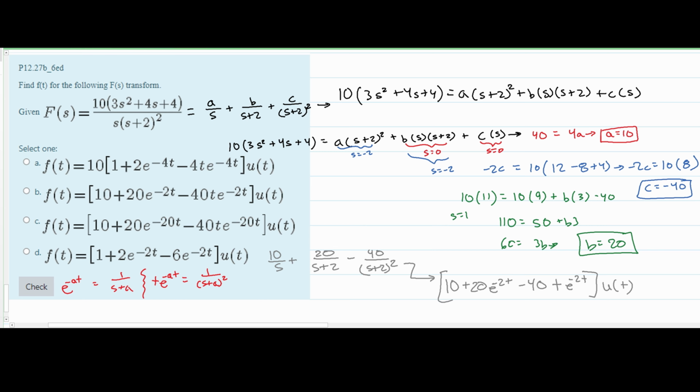So knowing this, let's look at our answers. We know it has to have a 10 at the front, so it's not going to be D. We can factor out the 10. That's actually pretty cool. However, we don't have the correct exponents. So that's not A. In part C, we have an incorrect exponent here and here. So that means that B is our answer. And that's how you would go about finding f of t for the following f of s transform.